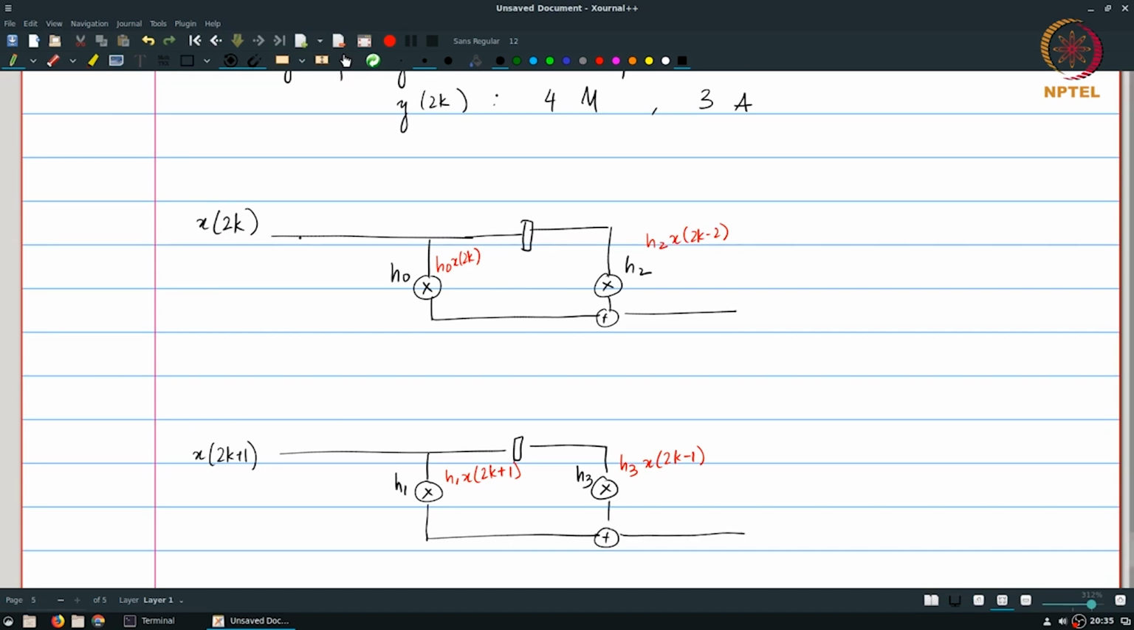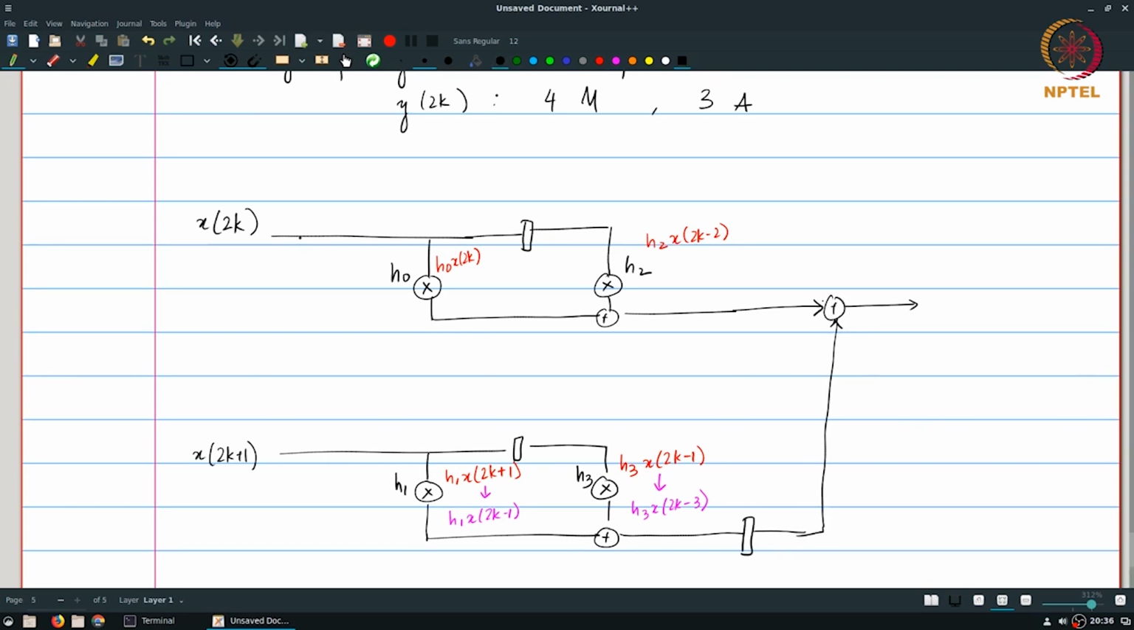But now, before we add them together, in order to get y of 2k, I need to actually change this to h1 x of 2k minus 1 and h3 x of 2k minus 3. What's the simplest way to do that? Put a register here.